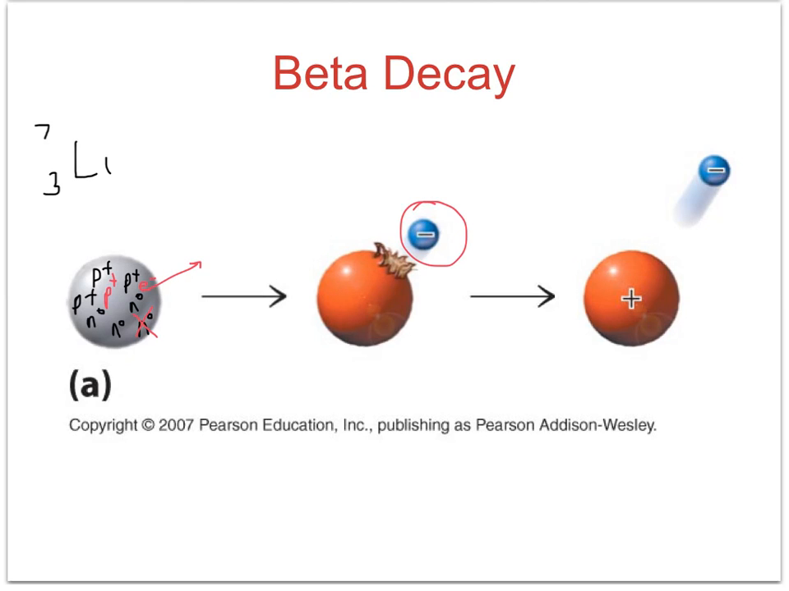When we look at the aftermath, you will see that you still have 7 as your mass number, but 4 protons now exist. And so that has changed the identity of your atom, but it kept the mass number the same because there are still 7 protons and neutrons combined.